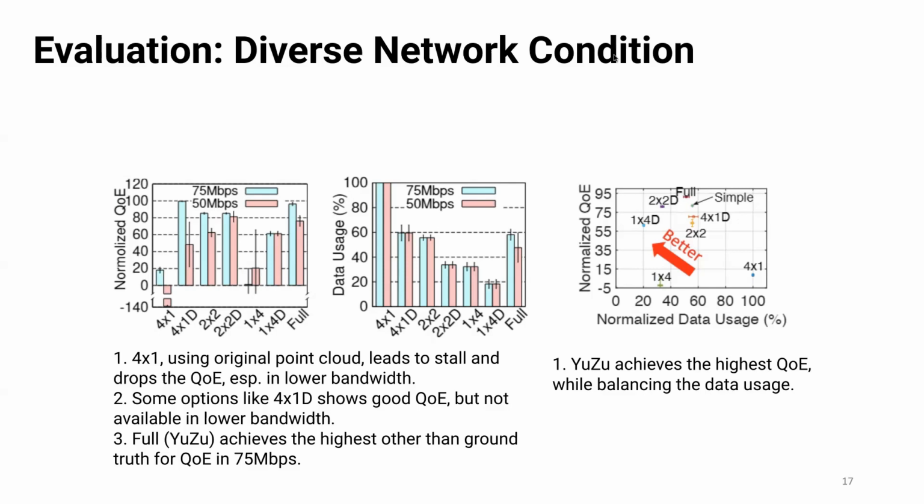And here are the dynamics. This is the stable network condition, and this is the dynamic network condition. The takeaway here is that YuZu achieves a quite high normalized QoE while balancing data use, with almost half of the data used.